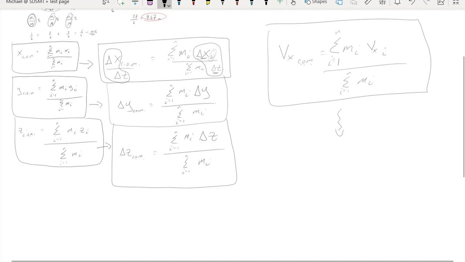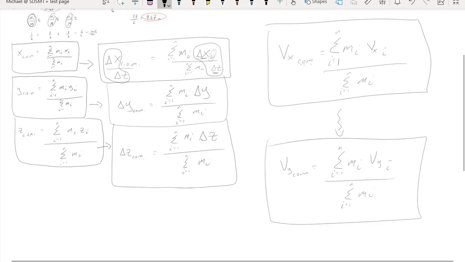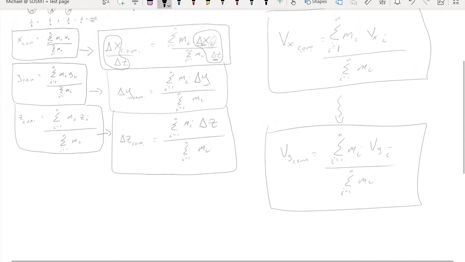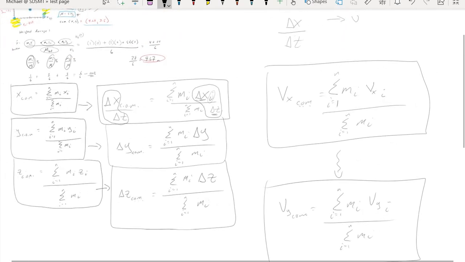Then we can rewrite the expression for the z-axis. All we'd have to do is replace the x's or the y's with z's, and we would be done. So there's our center of mass y component of velocity. I'm not going to write out the z component because at this point I think you can do it on your own.